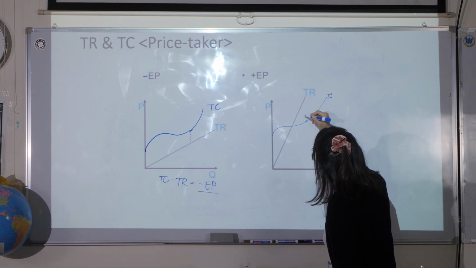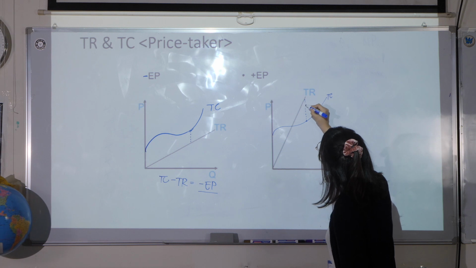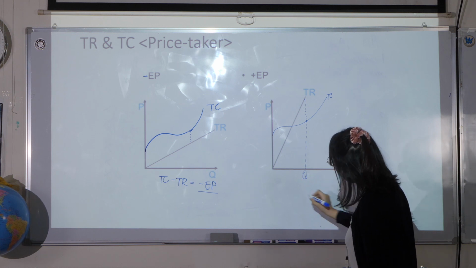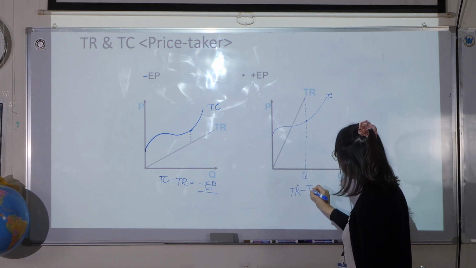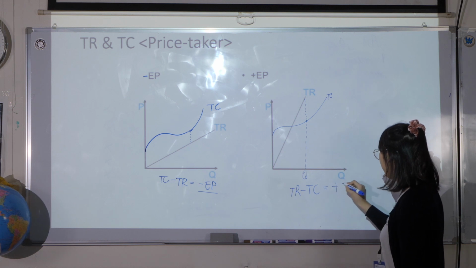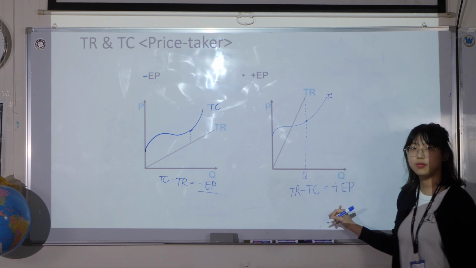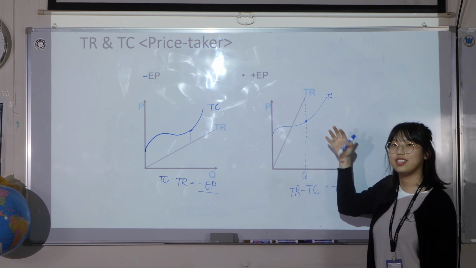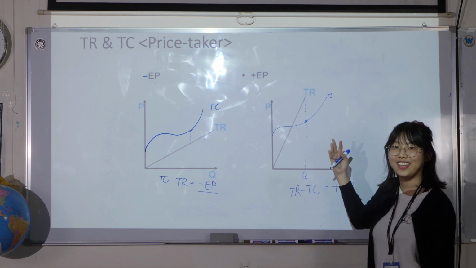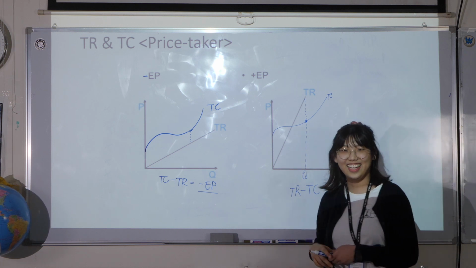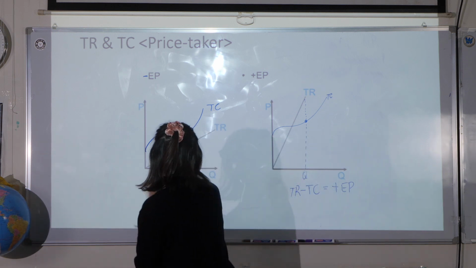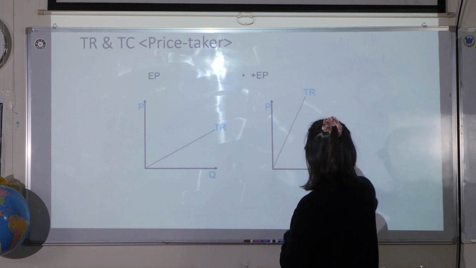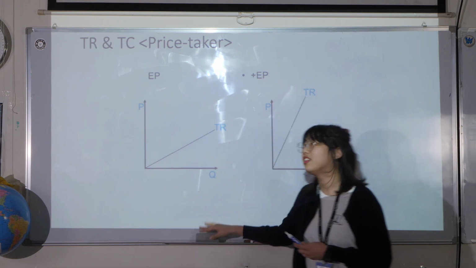Again, we compare its minimum point, which is at this quantity. So at this point, total revenue minus total cost is positive. And to maximize that, it has to be at the minimum point, because think of it, it's obvious, right? I hope you have drawn the graph in your notebooks.